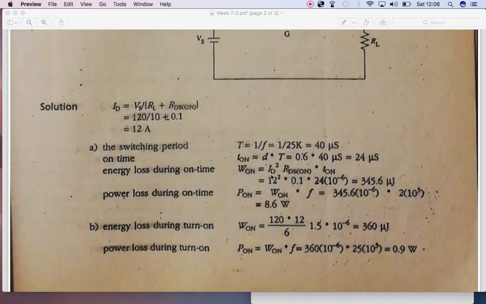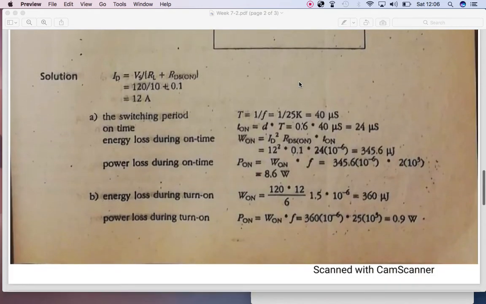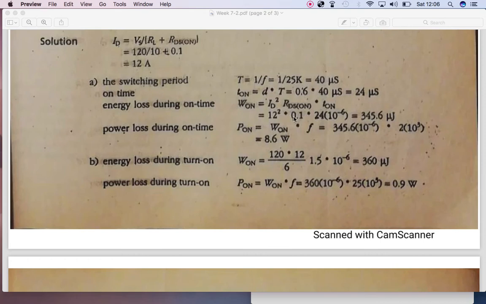So for the energy loss during the on state, we have to put the value of output current, which is the drain current over here. As you can see, we have to put the value of RDS on and the T on time, putting all these values to calculate the on state energy loss, and then multiplying that on state energy loss with the frequency of operation of the device, which is already given to us over here, which is 25 kilohertz. We are able to calculate the on state power loss over here, which is 8.6 watt.